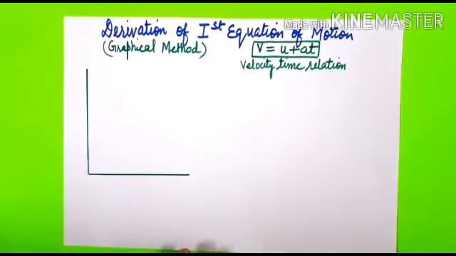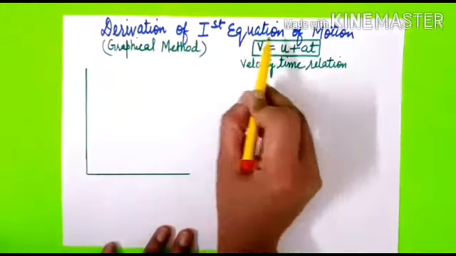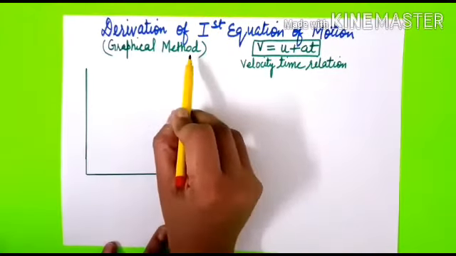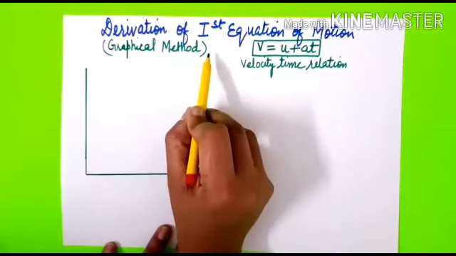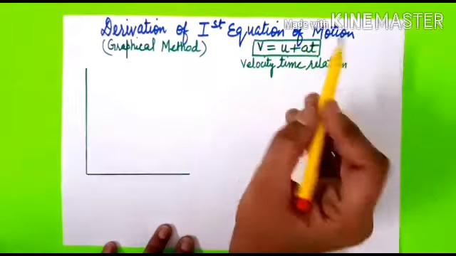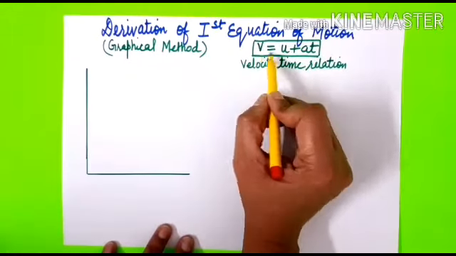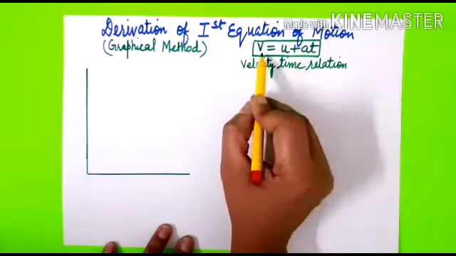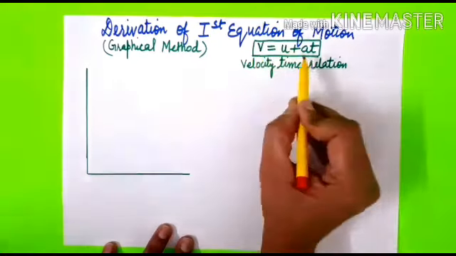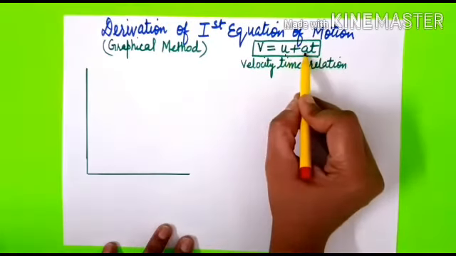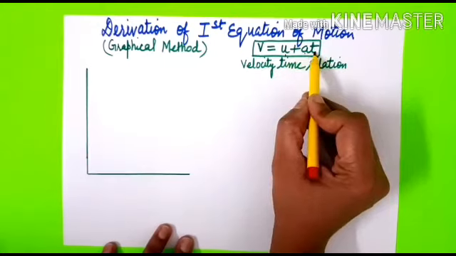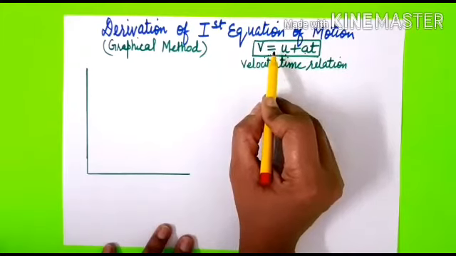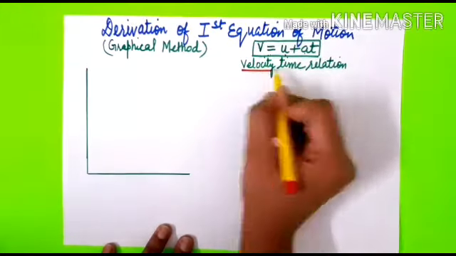In this video we are going to cover the derivation of the first equation of motion through the graphical method, means with the help of a graph, followed by solving some numericals related to the first equation of motion. So here is the first equation of motion that we are going to derive: v is equal to u plus at. Here v is the final velocity, u is the initial velocity, a is acceleration, and t is time. And this equation tells about the relationship between velocity and time.